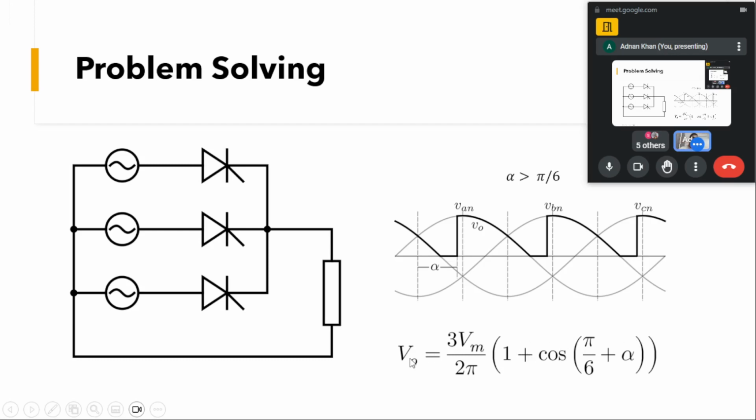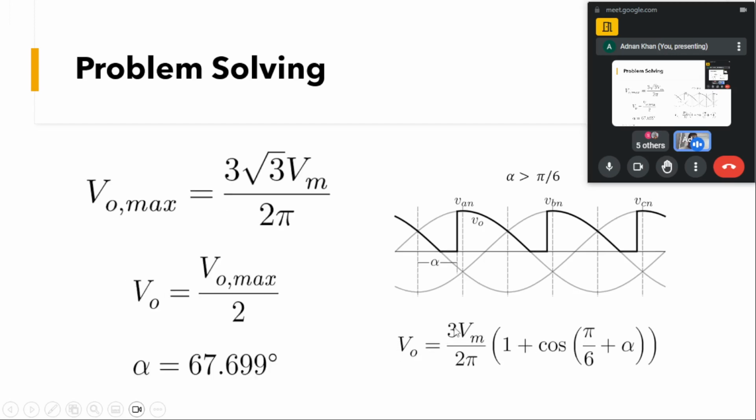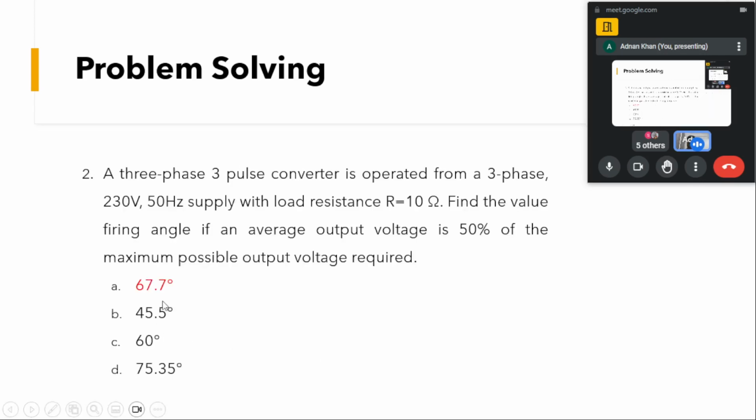If we now substitute V out as half of V max, and we know that V max is given by this equation and V out is given by this equation, then using V max by 2 here, what we get is alpha equal to 67.9 degrees. So that is the answer to this question.